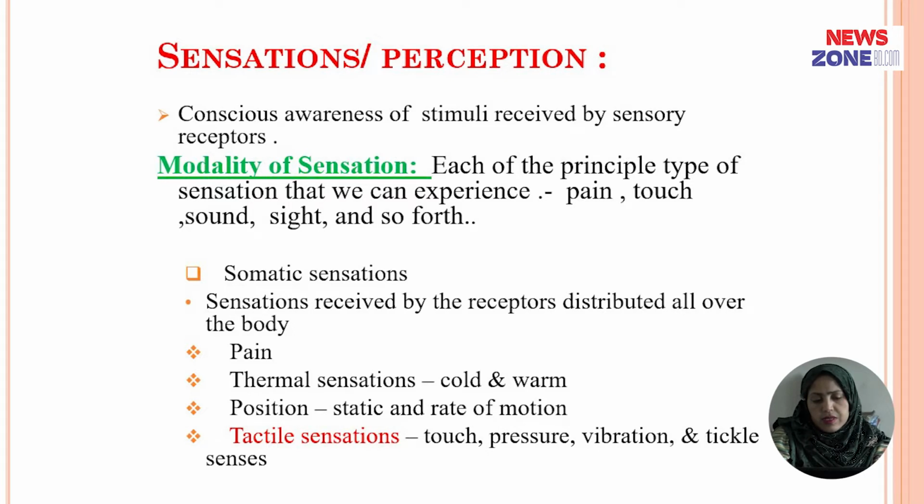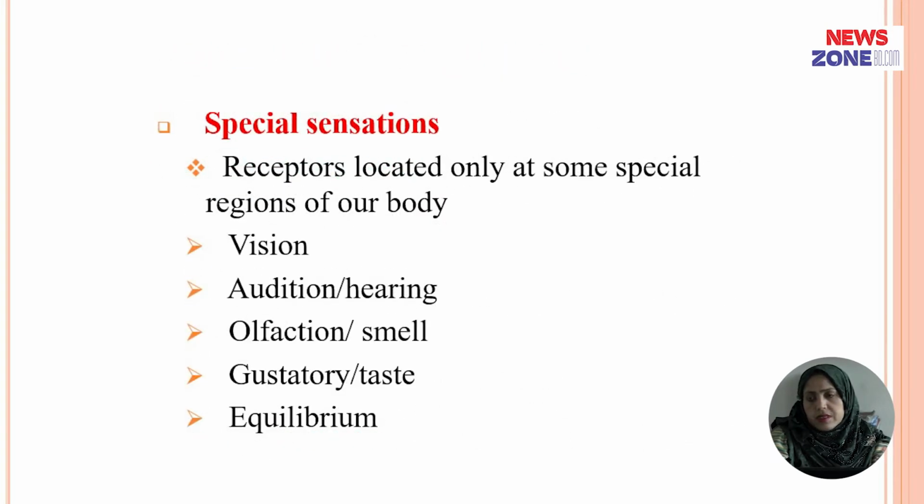Somatic sensation is sensation received by the receptors distributed all over the body, that is pain, thermal sensation, that is cold and warm, position sensation, static and rate of motion, tactile sensation, that is touch, pressure, vibration and tickle sensation. And there are five types of special sensation in our body, that is vision, audition, olfaction, gustation and equilibrium.